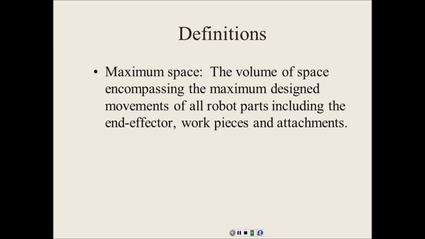So, what we do is the space the robot moves in, or has the capability of moving in, has three different terms. The first one is the maximum space. This is a volume or space encompassing the maximum design movement of all robot parts, including the end effector, which is also known as the end of arm tool, right? We've already talked about that. Work pieces and attachments. So that means that's as far as the robot can get out to. Okay, and that's in all directions, right?